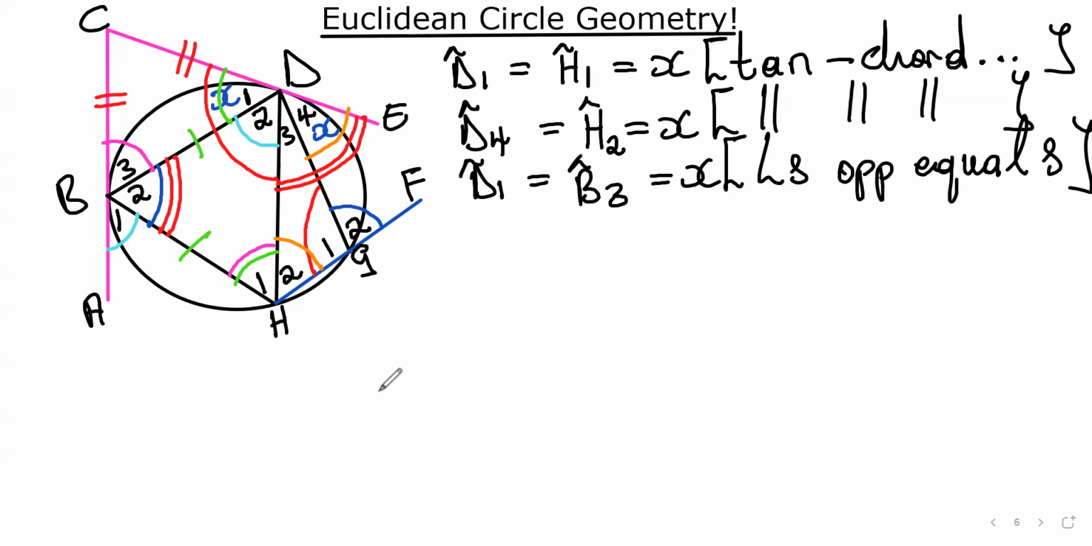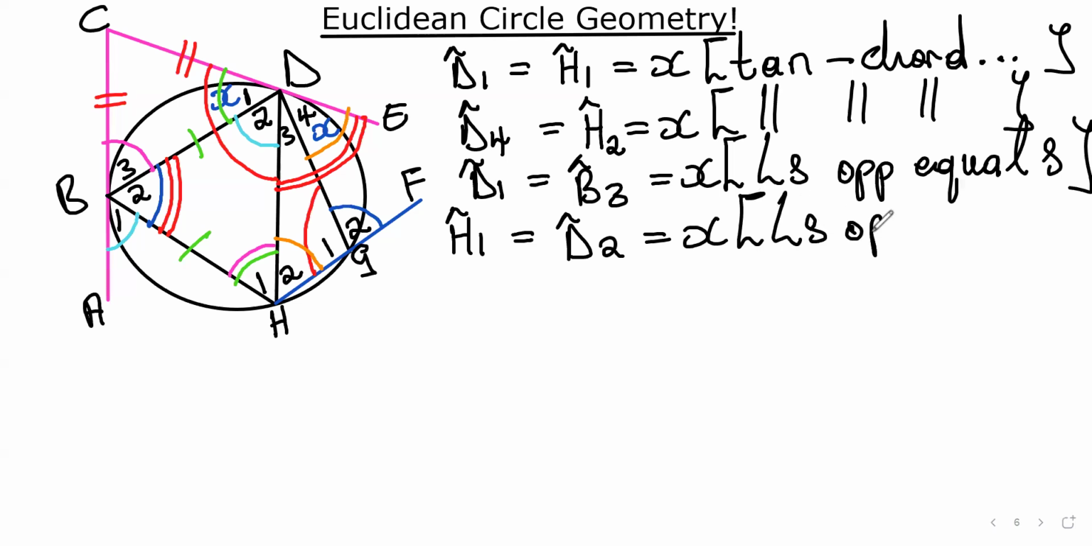Now, what else is happening here? Which other angle is equal to x? Well, D2, we didn't say anything about D2, but it's also equal to x because H1 is equal to D2, and both of them are x. For the same reason, angles opposite equal sides.